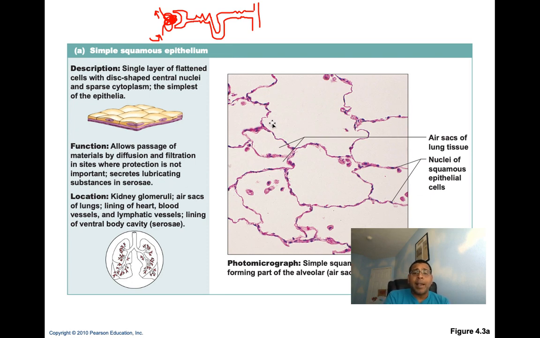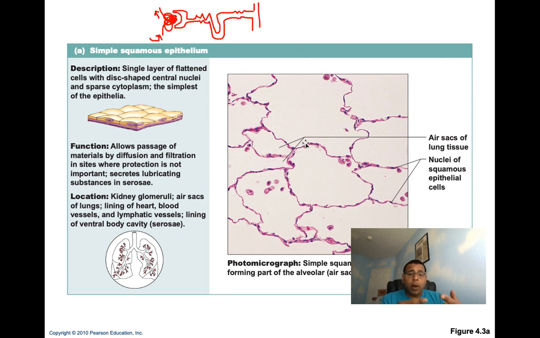These are the air sacs inside the lungs. Inside the lungs, when we make our way all the way to the end, we have our air sacs. Here, one side of the air sac you have air, the other side is going to be blood. Here you have a blood and air membrane.